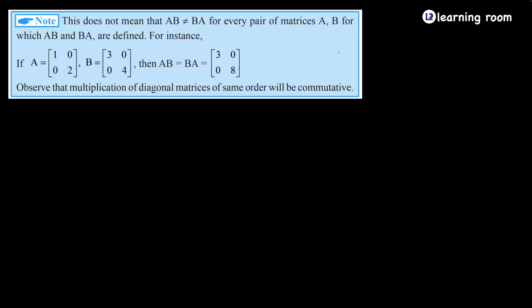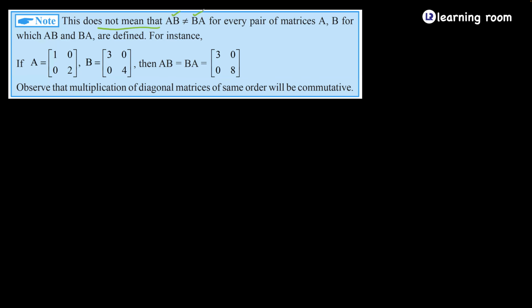So this is what we are trying to say. From the previous example, I hope you can understand that this does not mean that AB is not equal to BA for every pair of matrices A and B for which AB and BA are defined. There is a difference between defined and being equal to. What is the meaning of definition? When is a matrix multiplication said to be defined?